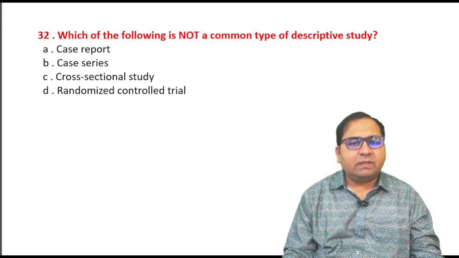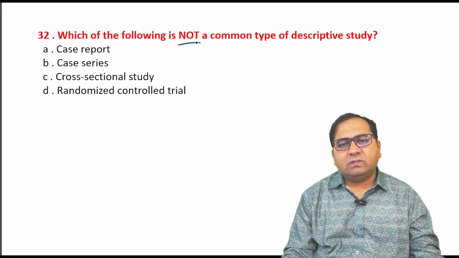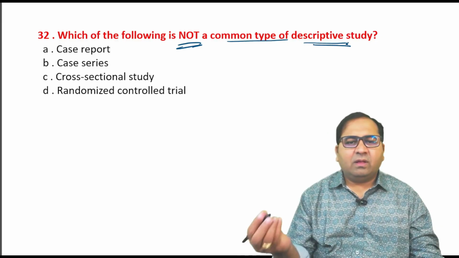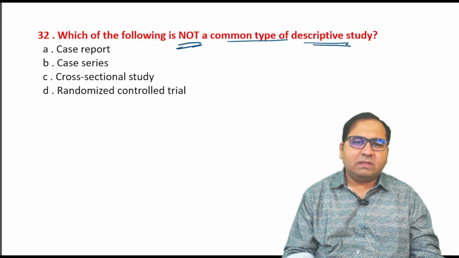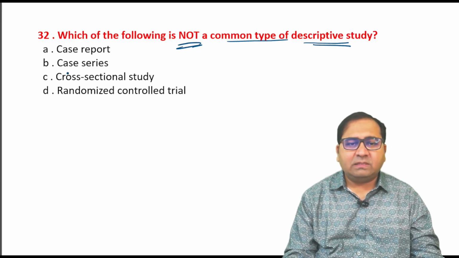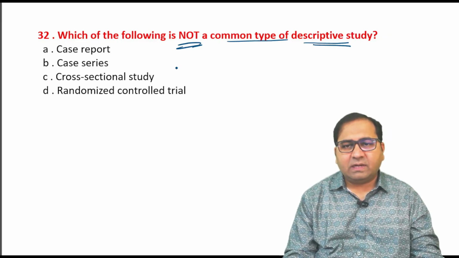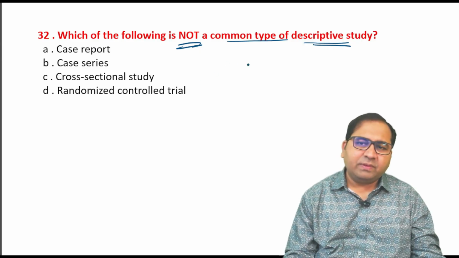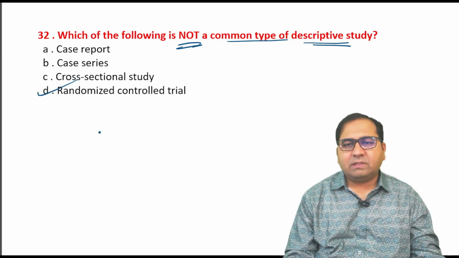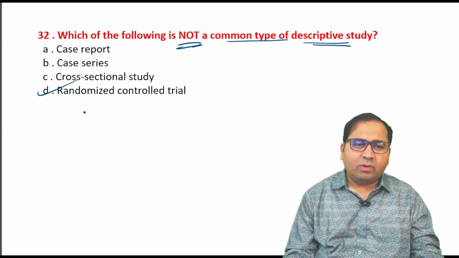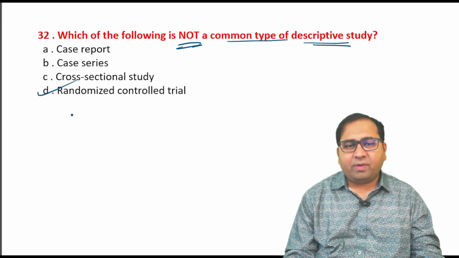Next question. Which of the following is not a common type of descriptive study? It is a repeated question. The options are A, case report, B, case series, C, cross-sectional study, or D, randomized control trial. The answer for this question is D, randomized control trial. Please go back to question number 7 and have a look at the discussion we have done over there.